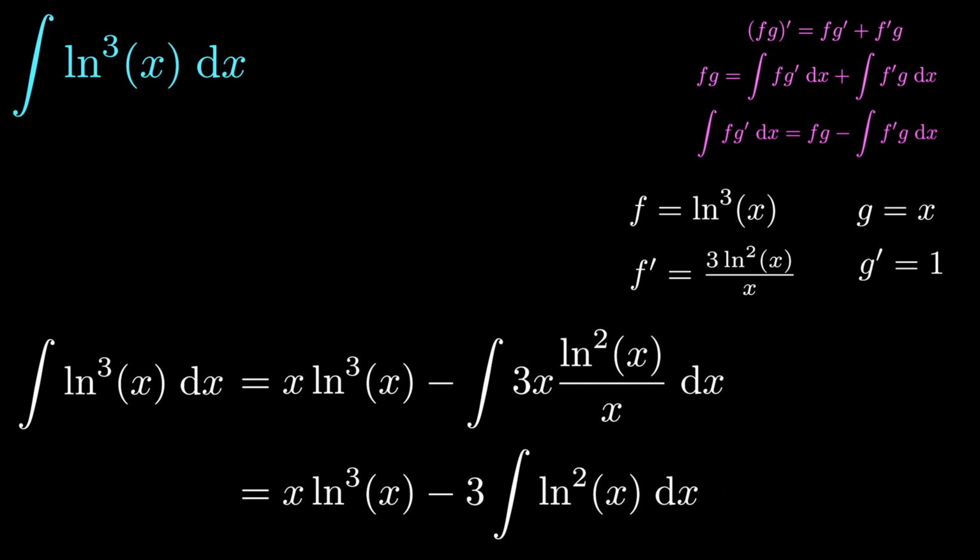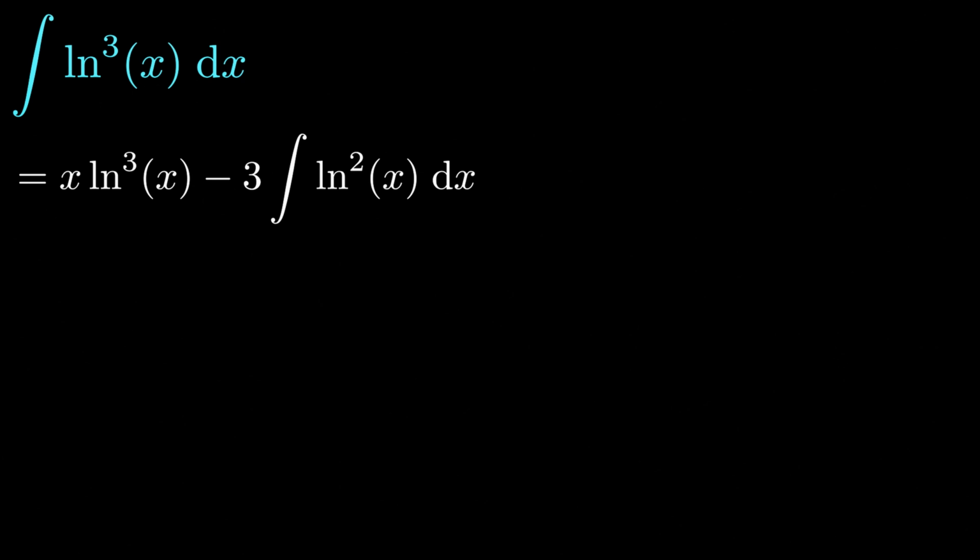But notice we have a second integral, the integral of the natural logarithm of x squared dx. So we're going to have to apply integration by parts for a second time in order to evaluate this expression. Doing so, in the same way as before, we take f to be equal to the natural logarithm of x squared, we take g' to be equal to 1. In differentiating f, we get f' is equal to 2 times the natural logarithm of x divided by x. In integrating g', we have that g is equal to x.